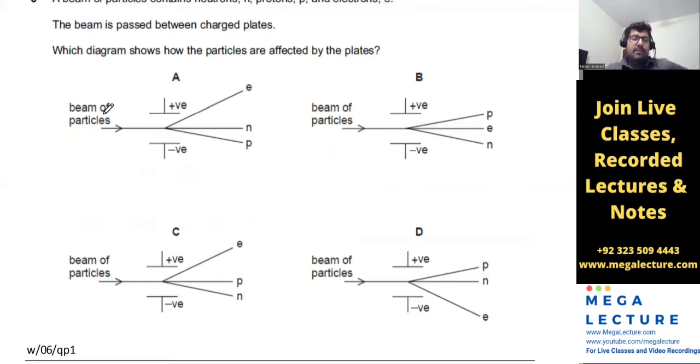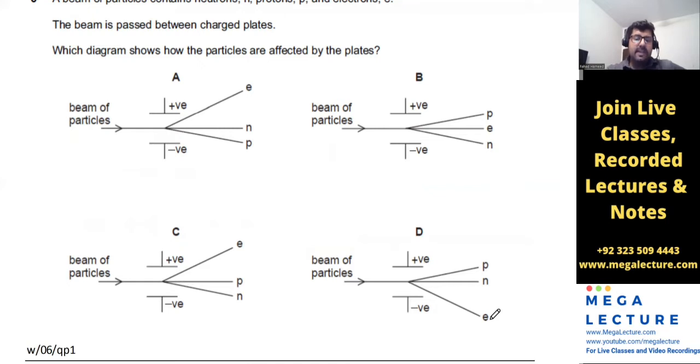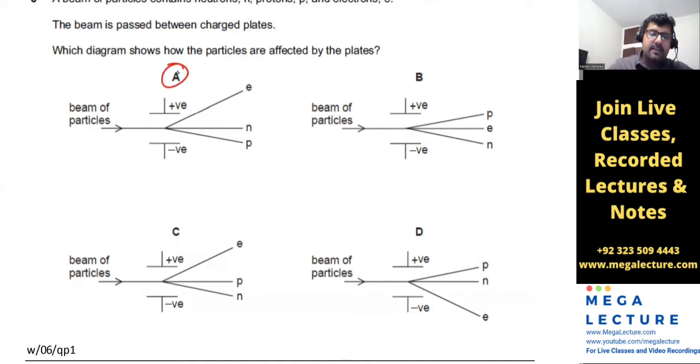Which of these diagrams is correct? There's a beam of protons, neutrons, and electrons. Okay, so the electron is going to go towards the positive side. A is correct. The electron is negatively charged. Opposite charges attract. The positive is going to attract the electron. The negative is going to attract the proton. The neutron will go straight, okay? No one is going to attract it. It doesn't have a charge.